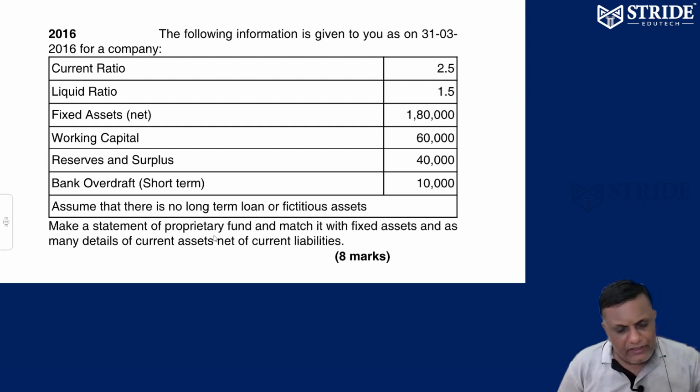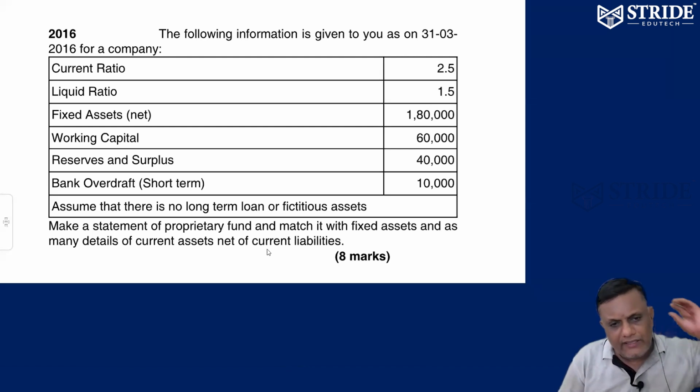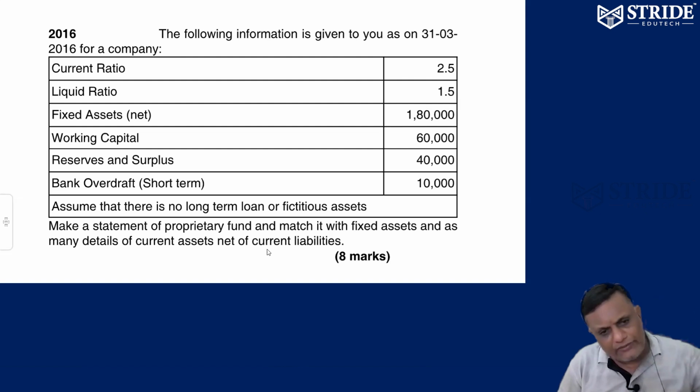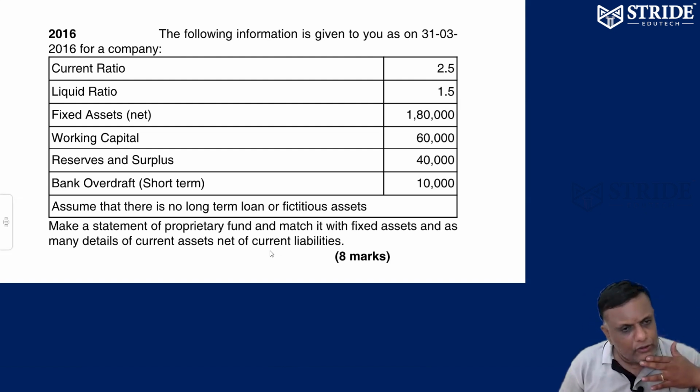So make your statement of proprietary fund, a simple statement you prepare. What is proprietary fund? It's nothing but net worth, share capital and reserve and surplus, and match it with fixed assets. If possible, try to give details of current assets and current liabilities as detailed as possible. Current assets you can segregate into cash, stock and debtors. Similarly, current liabilities, bank overdraft and other current liabilities.